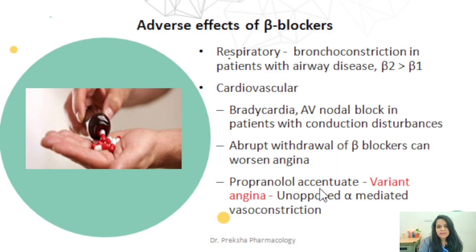Propranolol can aggravate variant angina because it is a non-selective beta blocker and it blocks beta 2 and beta 1 receptors. So, unopposed alpha-mediated vasoconstriction will lead to vasospastic anginal attacks. That's why propranolol is contraindicated in variant angina.